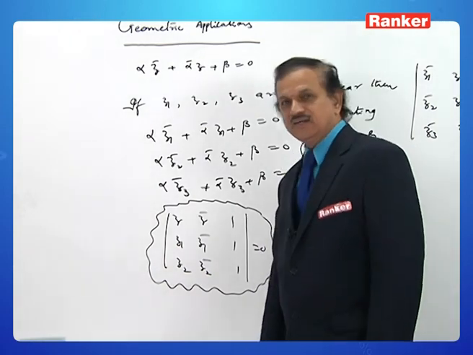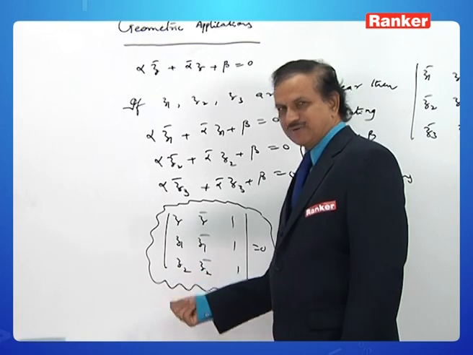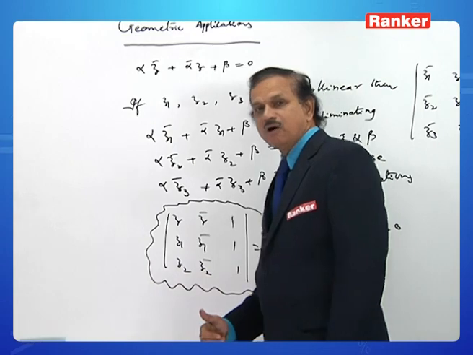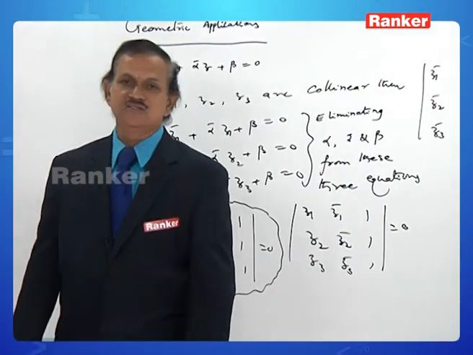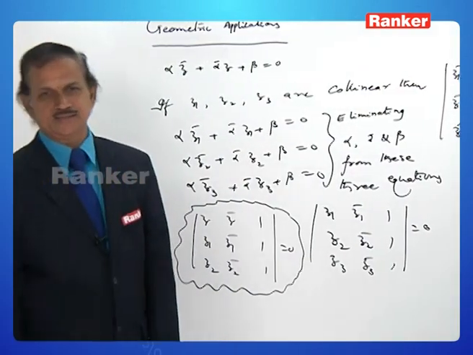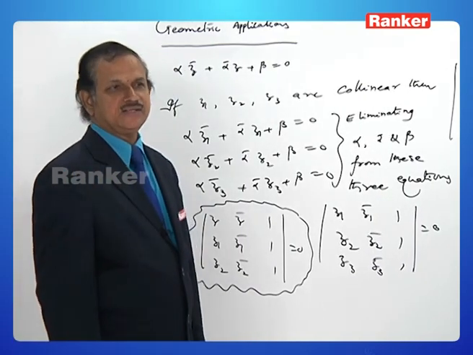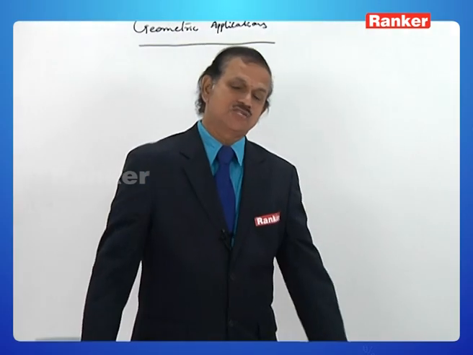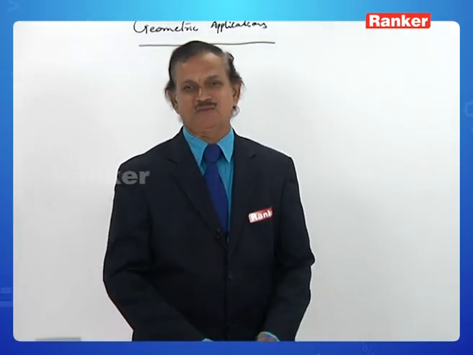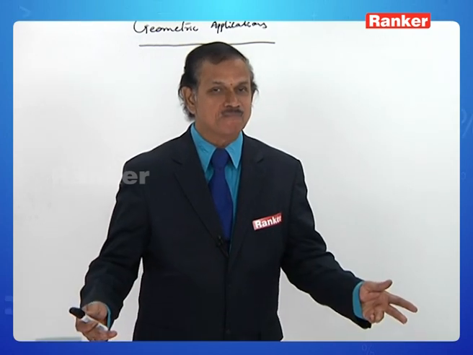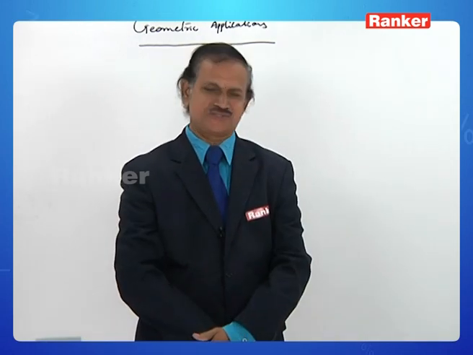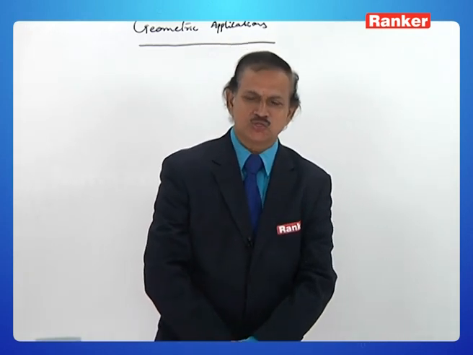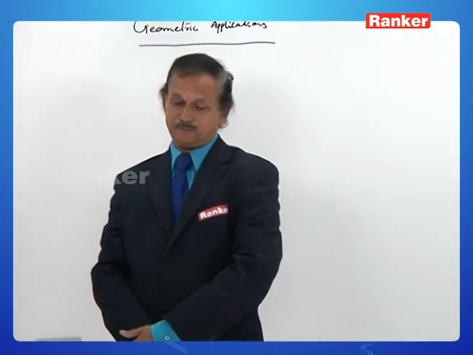It can be written as a determinant: |z, z bar, 1; z1, z1 bar, 1; z2, z2 bar, 1| is equal to 0, which is the equation of the straight line. Yes, let's observe some more applications. We shall now switch over to an interesting topic, the complex slope of a line joining two points z1 and z2.